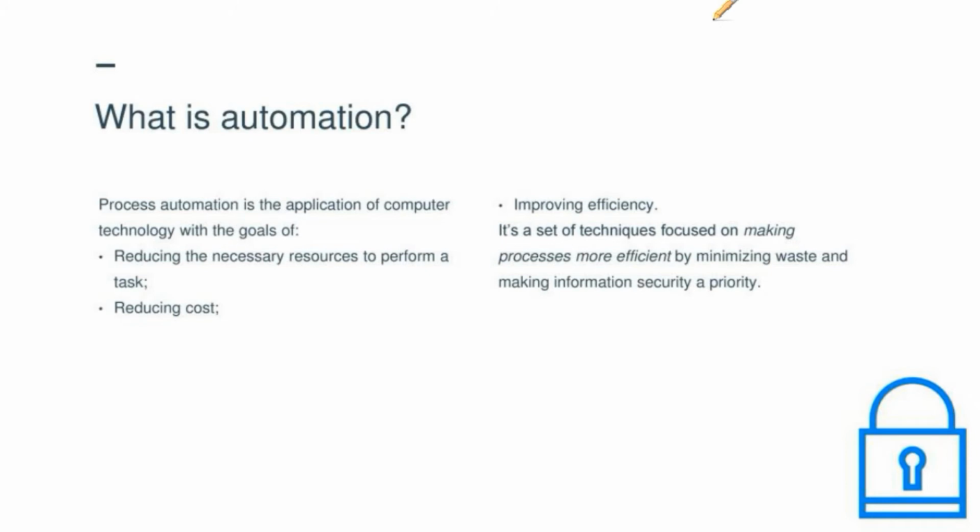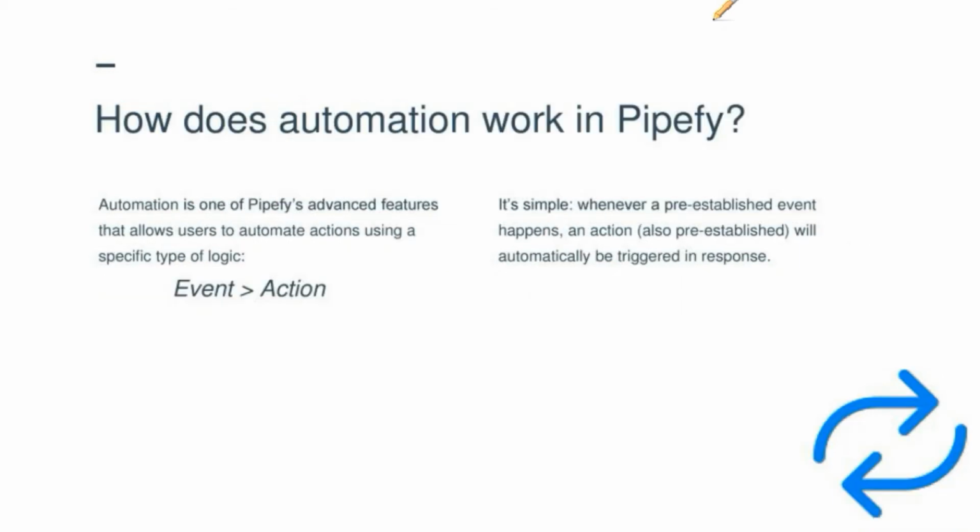What is automation? Process automation is the application of computer technology with the goals of reducing the necessary resources to perform a task, reducing costs, improving efficiency. It's a set of techniques focused on making processes more efficient by minimizing waste and making information security a priority. So how does automation work in Pipefy? Automation is one of Pipefy's advanced features that allows users to automate action using a specific type of logic, event action. It's simple. Whenever an event pre-established happens, an action also pre-established will automatically be triggered in response.